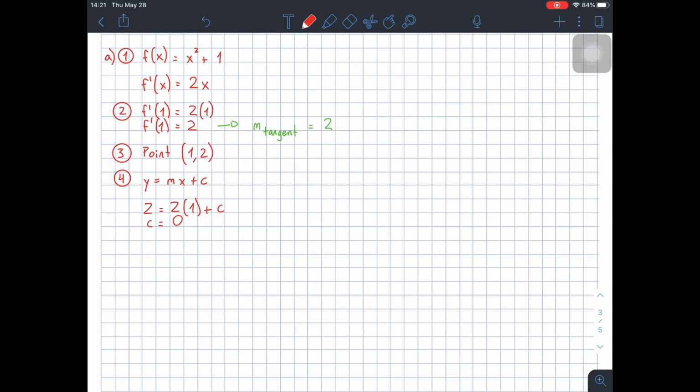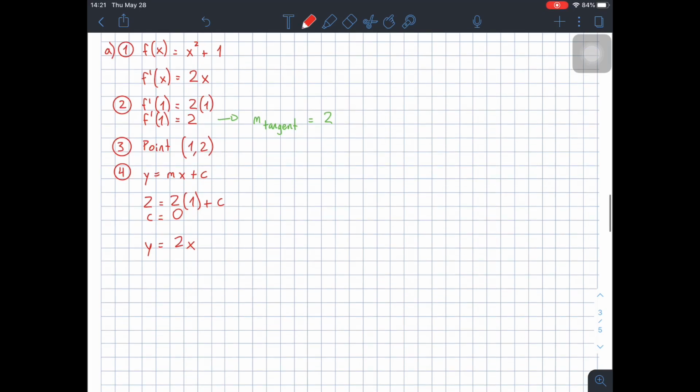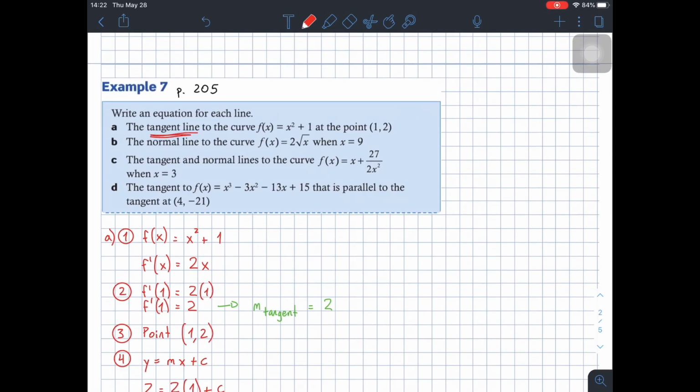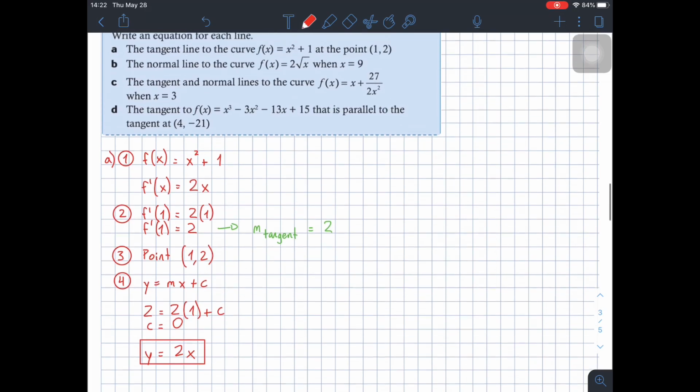So finally, the equation of the tangent line is y equals 2x. This is the equation of the tangent line we are looking for, right? So this is the final answer. We just wanted to find the tangent line. For this exercise, we don't want to find the normal line yet. So this will be the final result.